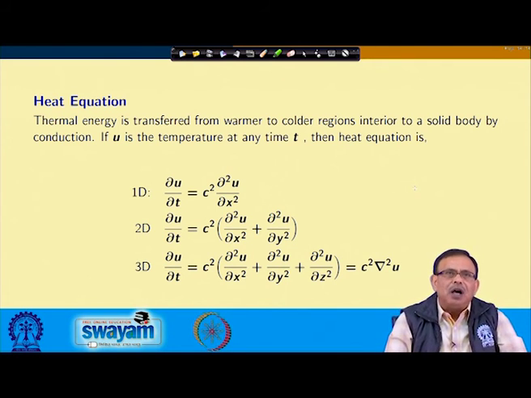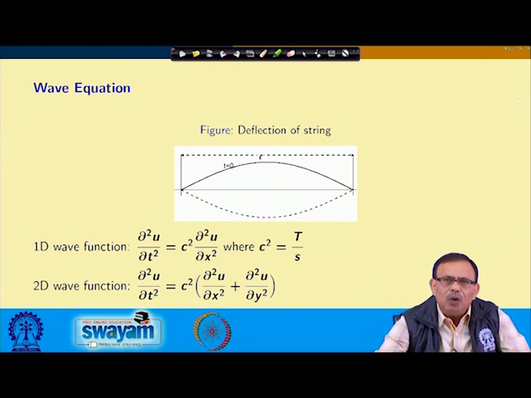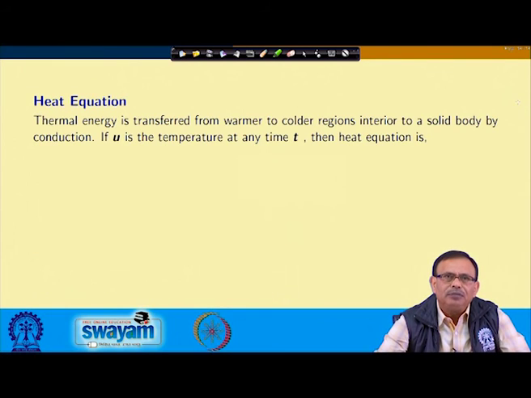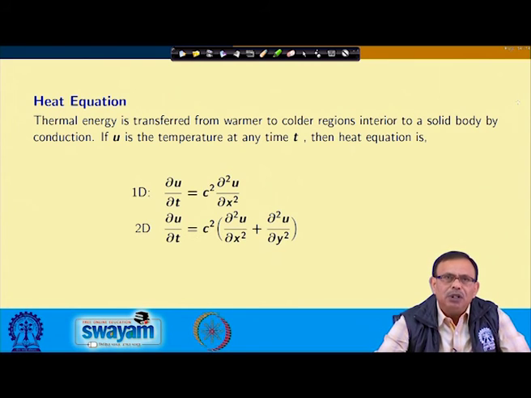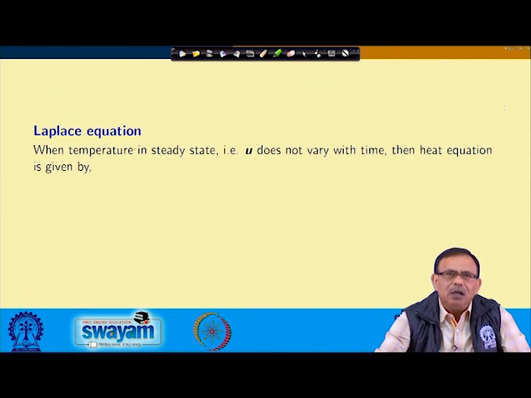First one we discussed was the wave equation, where you are measuring the deflection of a string. In heat equation, you are basically measuring the temperature, whichever energy is transferred from one region to another region. For that, you have three types of heat equation: one dimensional, two dimensional and three dimensional, and the third one is the Laplace equation. When the temperature is in steady state, that is, the u does not vary with time, then the heat equation is known as Laplace equation.